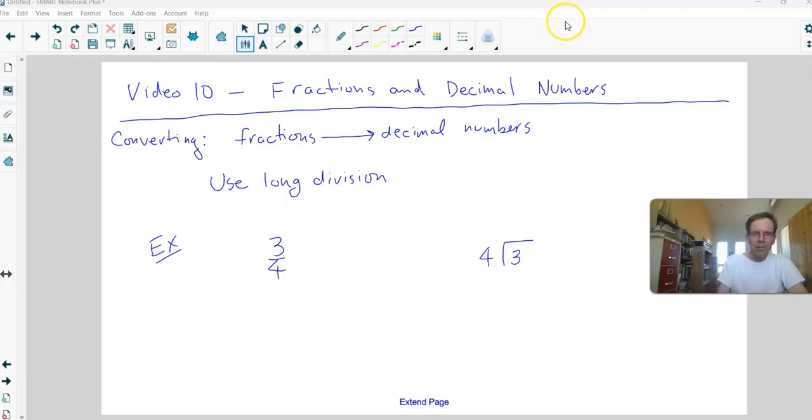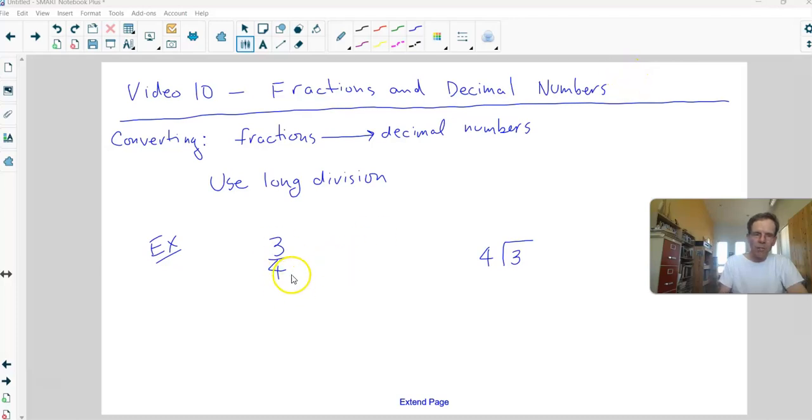And I think this is the last video, at least the last video that I've got going for now. I may come up with some later, but this is video 10, fractions and decimal numbers. So we'd like to see what the relationship is between fractions and decimal numbers. So what if we want to convert fractions into decimal numbers? We simply use long division.